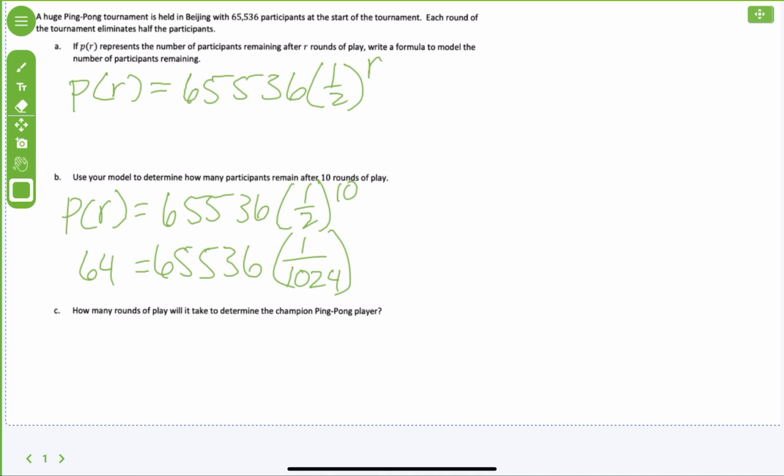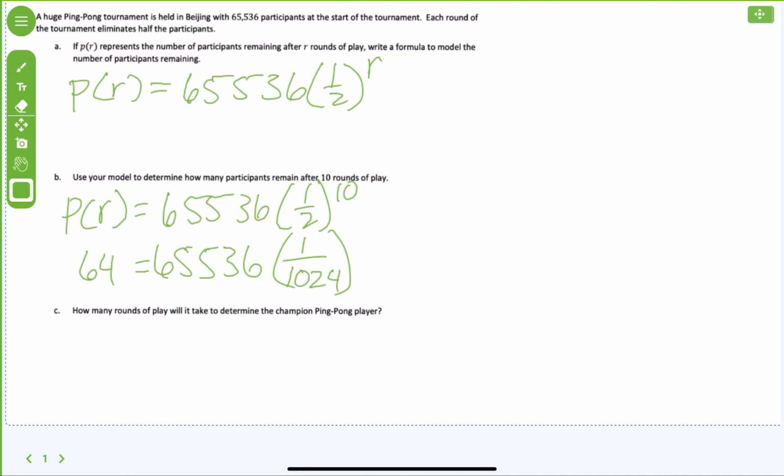So C says, how many rounds of play will it take to determine the champion ping pong player? Well, we can already eliminate one being Michael, right? It's not going to be Michael. So we've narrowed it down to 65,535 people at least. Okay? So how would we figure this out?